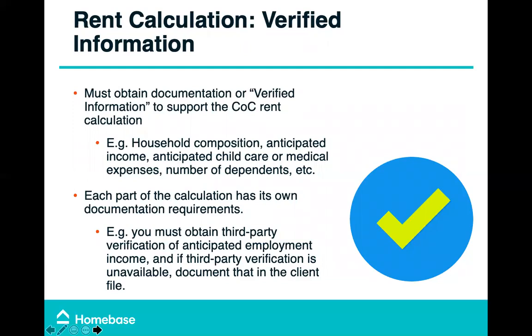For example, you have to obtain third-party verification of anticipated employment income. And if that third-party verification is unavailable, then you're going to need to document that in the client file. That's just an example. We're not going to get into the rules about how to document the sort of calculation items today. But if you have questions about particular rules around documentation, please reach out to us.